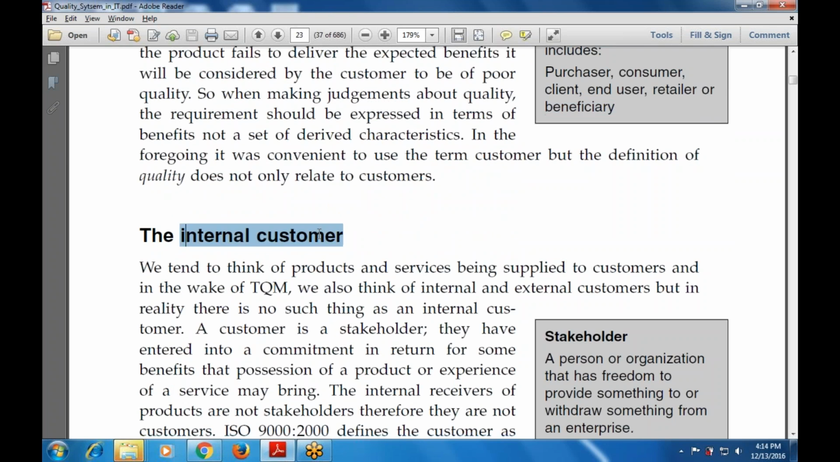Now, who is the internal customer? A person of the organization who has the freedom to provide something to or withdraw something from the enterprise is known as a stakeholder. A stakeholder is a person who has the freedom to provide something with the data, with the content of the requirements. Whatever data and content is provided is used with supplier management.